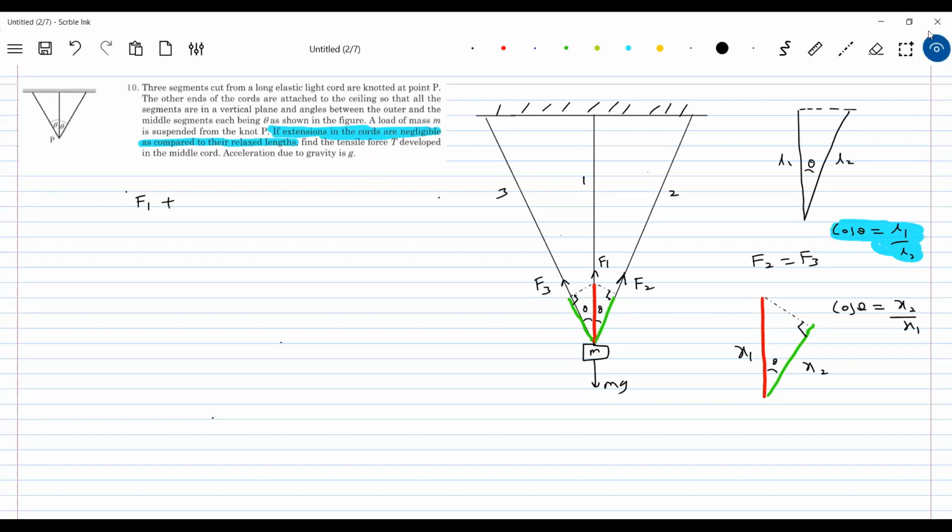The initial lengths of the cords are different. Therefore, though they are made up of the same material, because of the different lengths they will have different spring constants. And the spring force is proportional to what? The elongation. So based on that, we are assuming that the elongations must be different here.